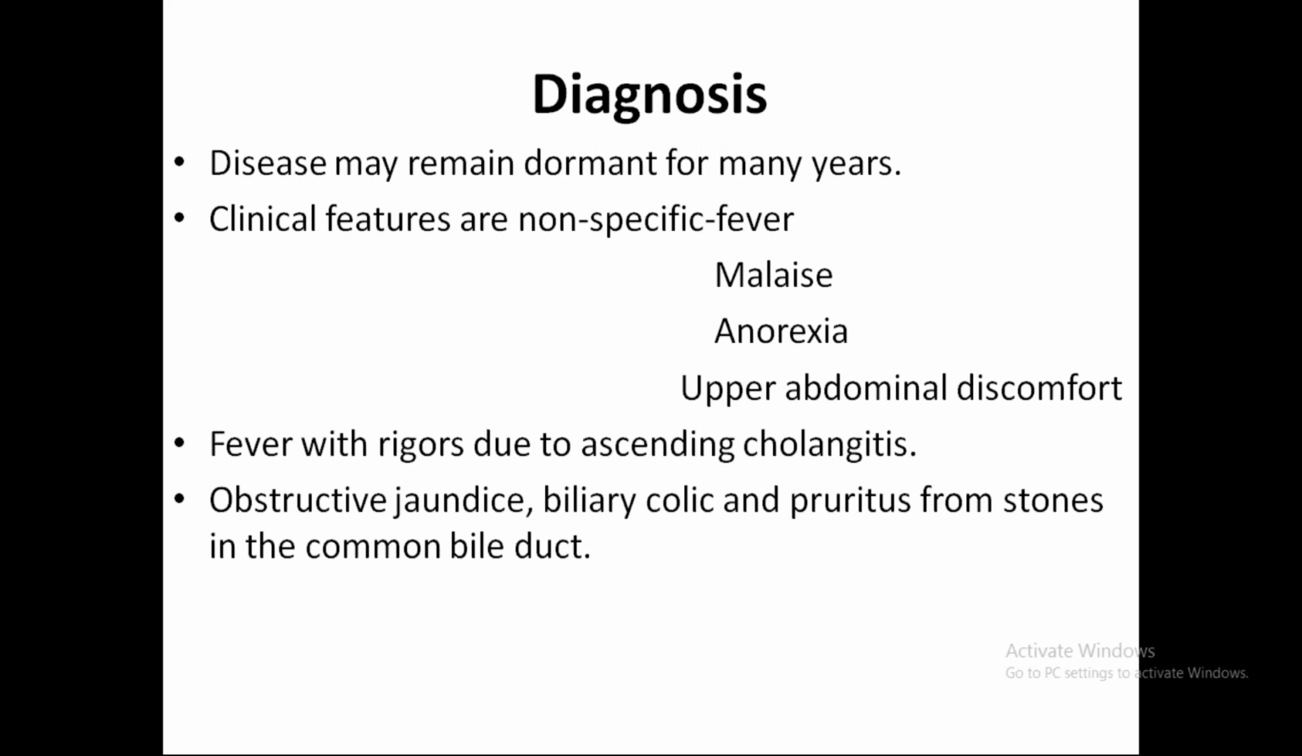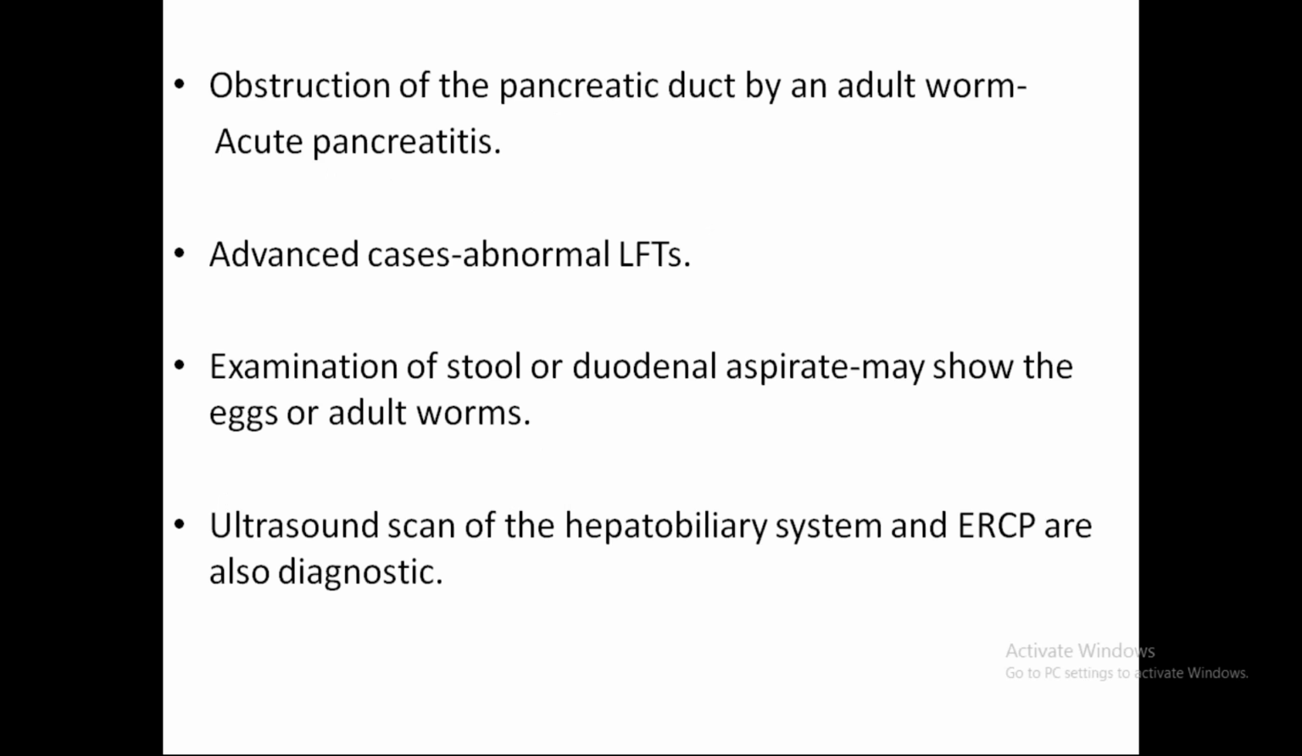So clinical features: the disease may remain dormant for many years. Non-specific clinical features like fever, malaise, anorexia, upper abdominal discomfort, fever with rigors due to ascending cholangitis, obstructive jaundice, biliary colic, and pruritus from stones in the CBD. Obstruction of the pancreatic duct by an adult worm causes acute pancreatitis. In advanced cases, there will be abnormal LFTs.